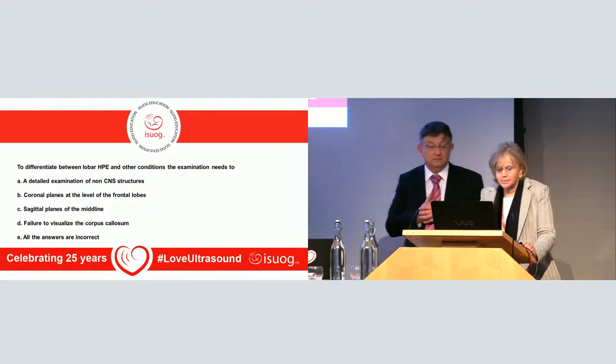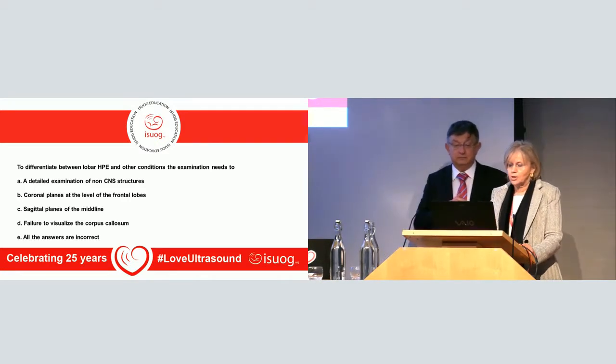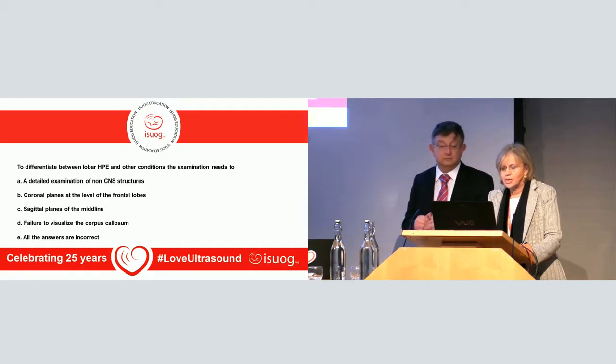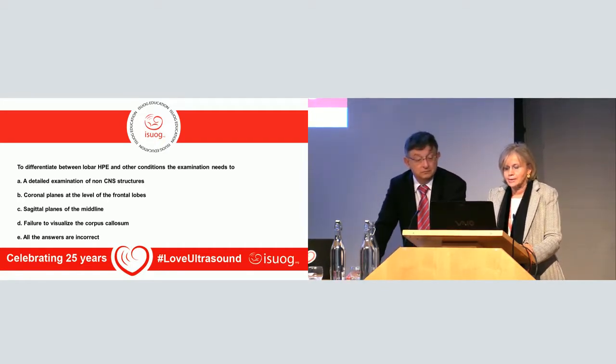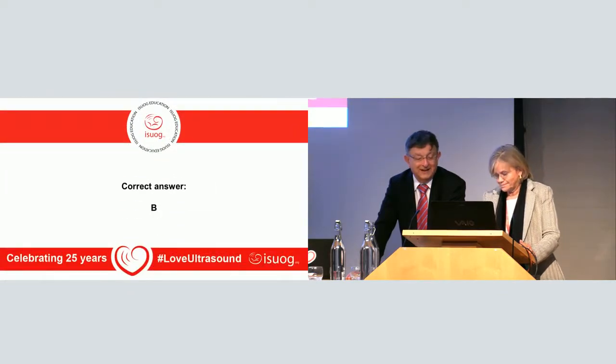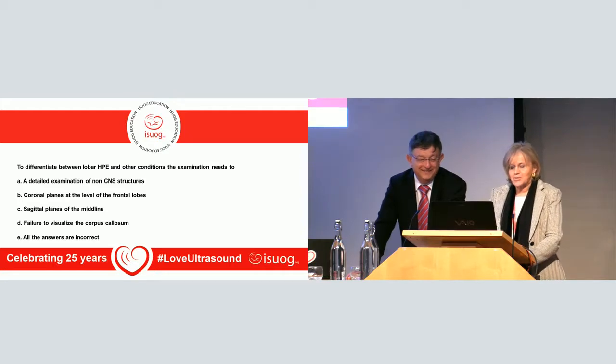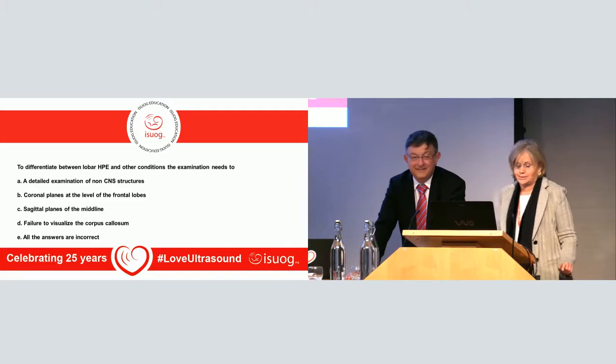To differentiate between lobar holoprosencephaly and other conditions, the examination needs: A, detailed examination of non-CNS structures; B, coronal planes at the level of the frontal lobes; C, sagittal planes of the midline; D, failure to visualize the corpus callosum; and E, all the answers are incorrect.